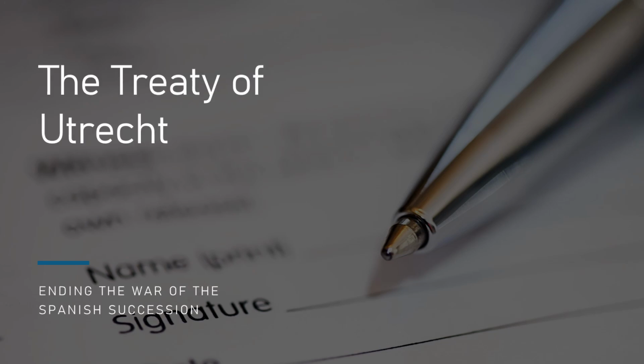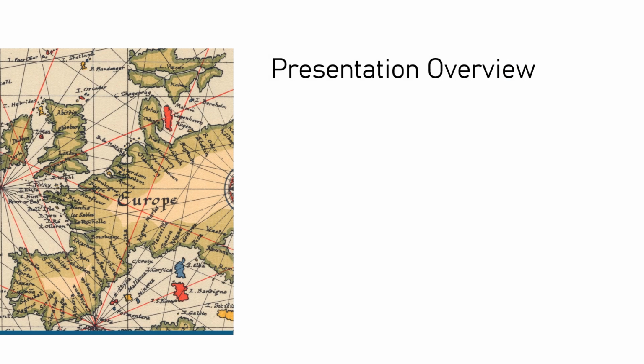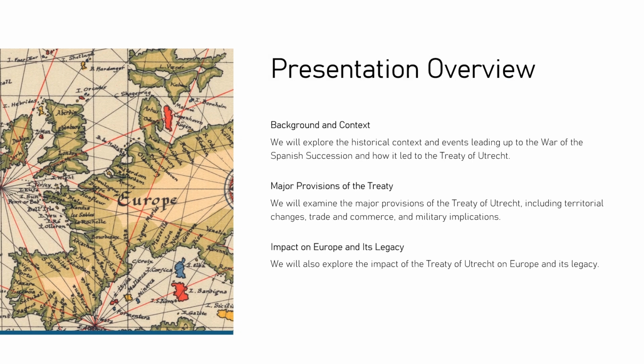The Treaty of Utrecht, ending the War of the Spanish Succession. Presentation overview, background and context. We'll explore the historical context and events leading up to the War of the Spanish Succession and how it led to the Treaty of Utrecht. Major provisions of the treaty. We'll examine the major provisions of the Treaty of Utrecht, including territorial changes, trade and commerce, and military implications.